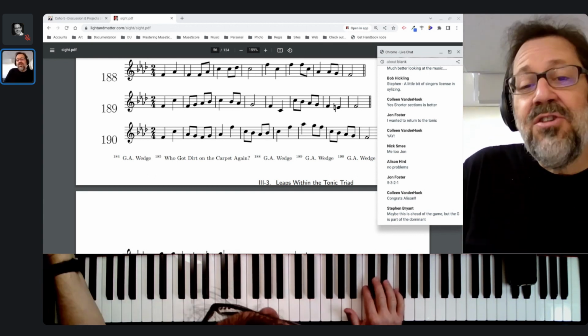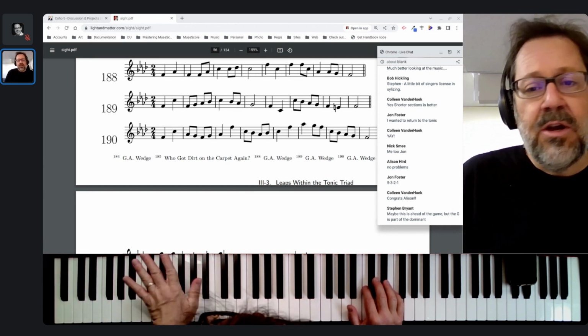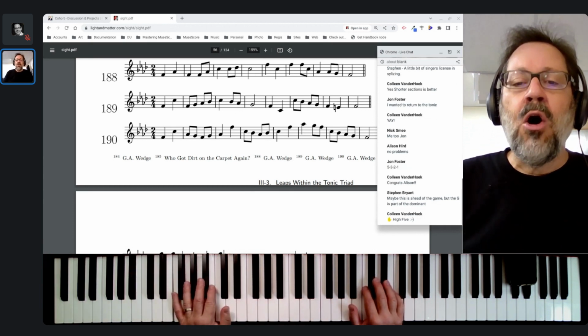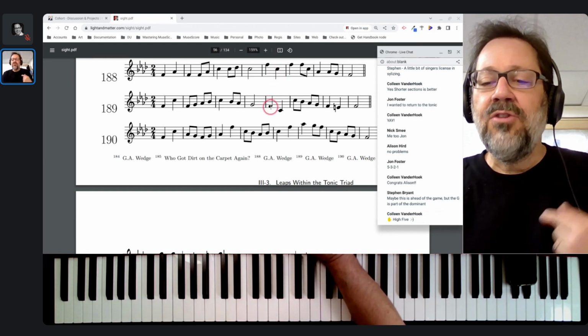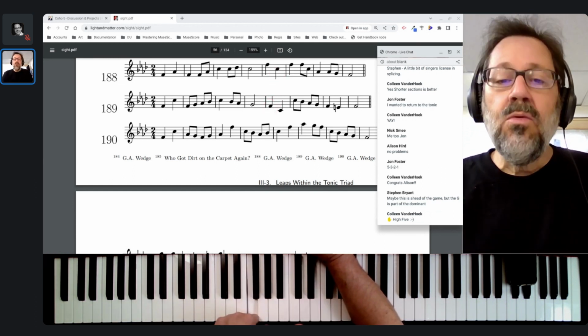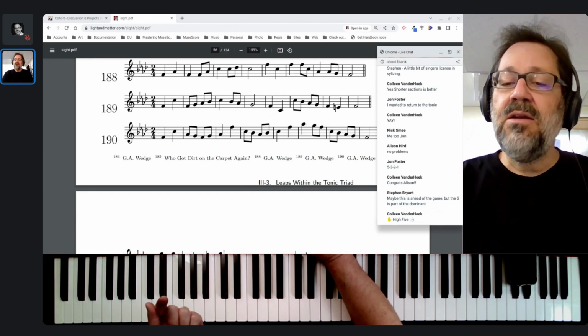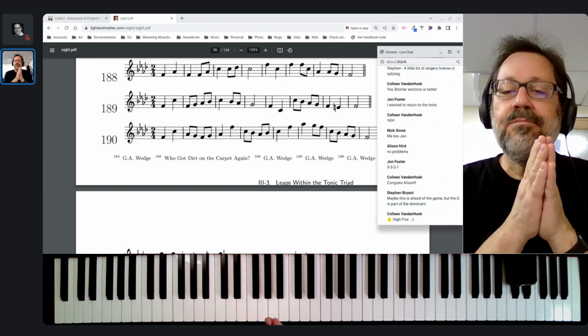The one time I'm consistent about it, by the way, is Roman numerals. Very consistent with Roman numerals. I'm always doing those relative to the major key. All right, so let's try this one here. We're going to try this thing and give it a shot.